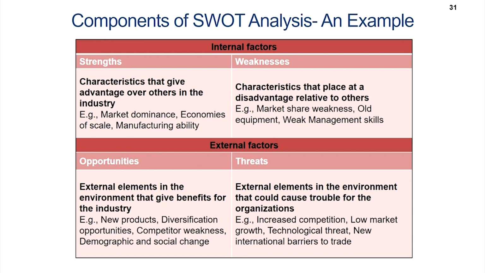So, in the strengths cell, you have characteristics that give advantage over others in the industry. Example, market dominance, economies of scale, manufacturing ability. This is in the context of the operation of the markets, technology markets. Weaknesses, characteristics that place at a disadvantage relative to others. Opportunities, external elements in the environment that give benefits for industry, and threats, external elements in the environment that could cause trouble for the organization.